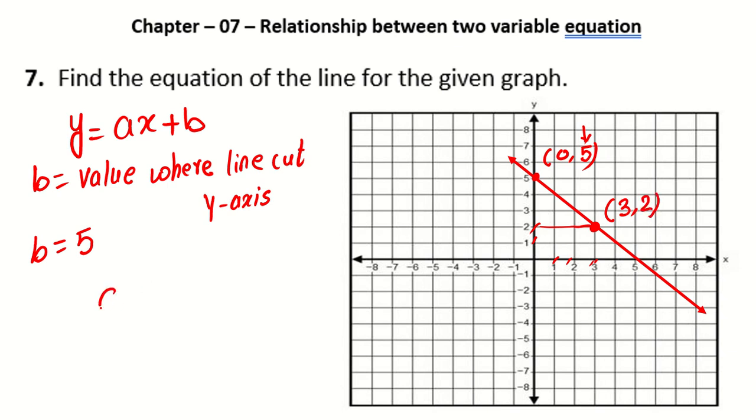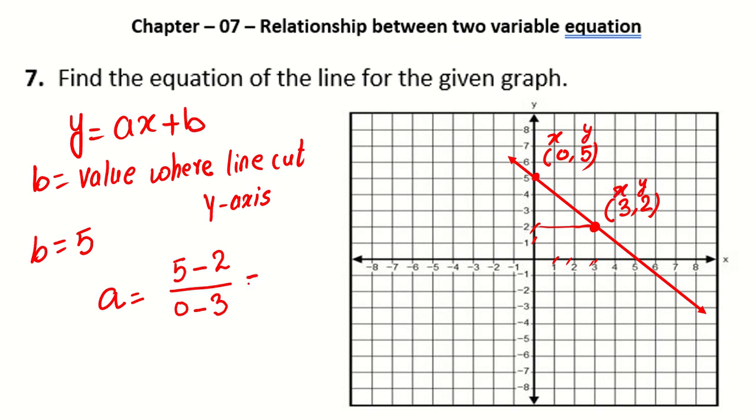So how will you find the value of a? Value of a will be the value of y in the first point, that is 5, minus the value of y in the second point, that is 2, divided by the value of x in the first coordinate minus the value of x in the second coordinate. This is x and this is y.